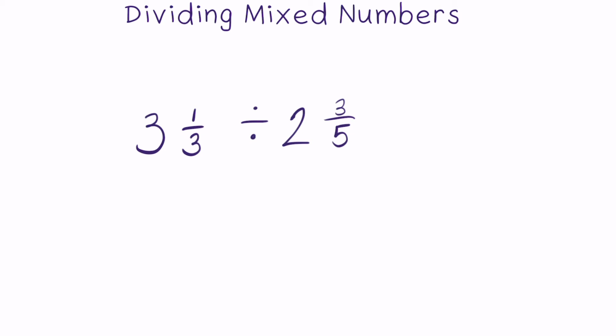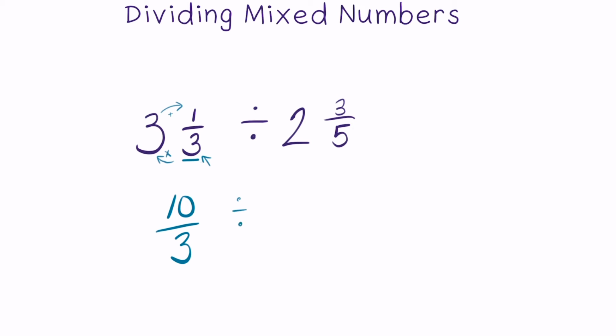Starting with the dividend here, 3 1/3, we can convert it to a fraction greater than 1 by starting with the denominator of 3. We first multiply that by the whole number. 3 times 3 equals 9. And then we add the numerator. 9 plus 1 is 10. So 3 1/3 converts to 10/3, keeping that denominator the same.